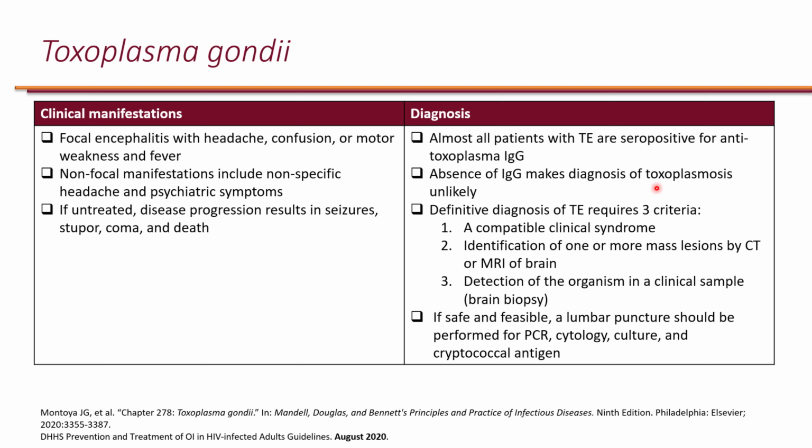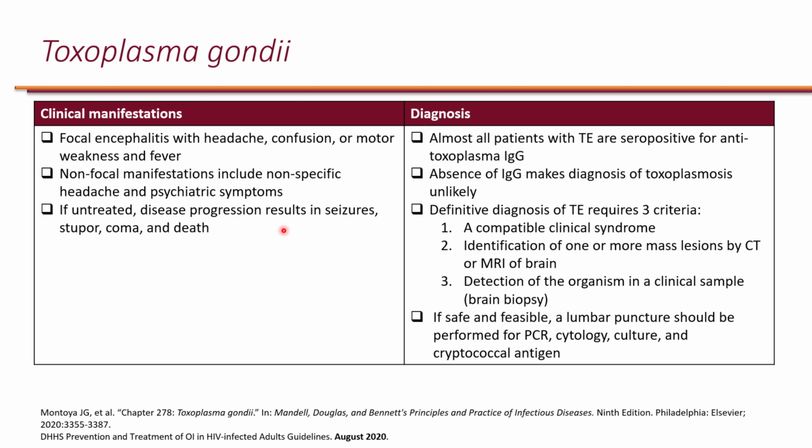For diagnosis, it is important for all patients with TE to be tested for Toxoplasma IgG because they will be seropositive. So Toxoplasma IgG will be positive. So if the IgG is negative, it's very unlikely that someone has toxoplasmosis. Now, definitive diagnosis requires 3 criteria.